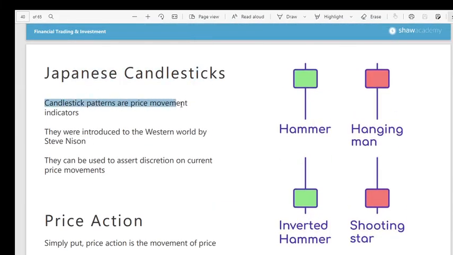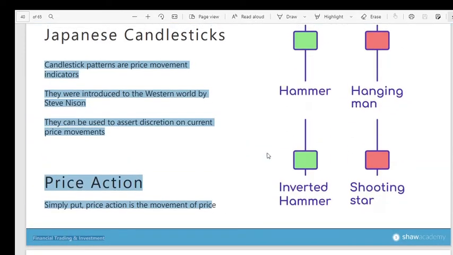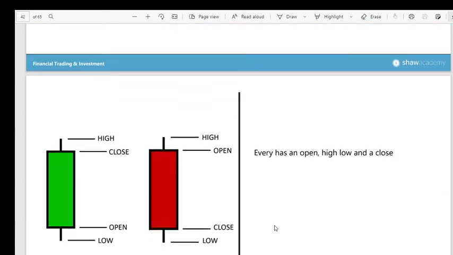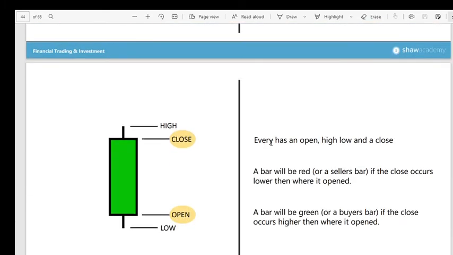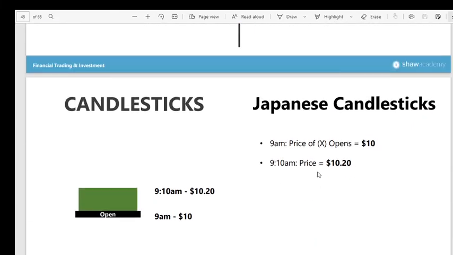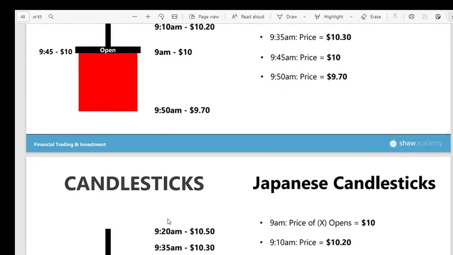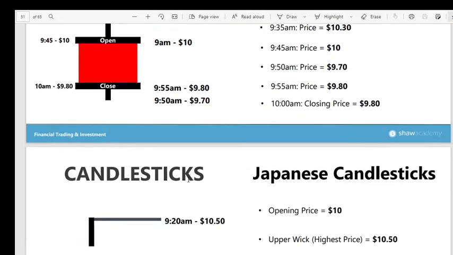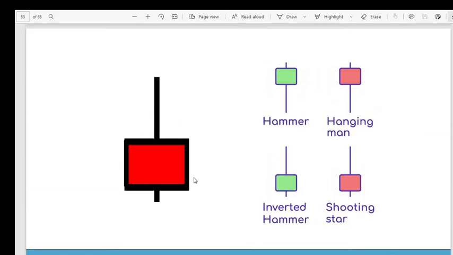Japanese candlestick patterns are price moving indicators. They were introduced to the Western world by Steve Nison. Hammer, hanging man, shooting star, inverted hammer. Open, high and low. However, if the close occurs lower than the open, the candlestick is bearish. Japanese candles on price. This is a shooting star.